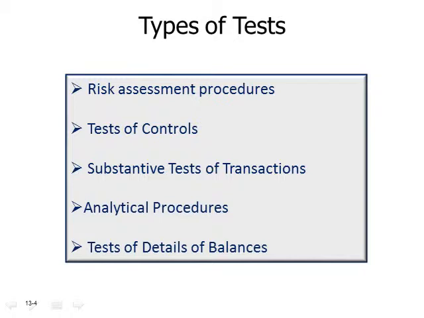The final type of test is tests of detailed balances. And these tests focus on the ending general ledger balances for both balance sheet and income statement accounts, although the primary emphasis in most tests of balances is on the balance sheet. Examples of these tests would include confirmations of the customer balances for accounts receivable, physical examination of inventory, or examination of vendor statements for accounts payable. These are essential because the evidence is usually obtained from a source independent of the client, which is highly reliable.